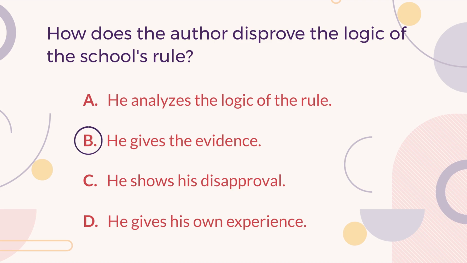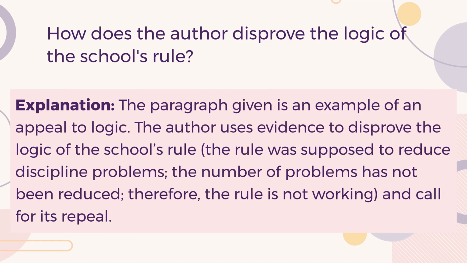The correct answer is B. He gives the evidence. Explanation. The paragraph given is an example of an appeal to logic. The author uses evidence to disprove the logic of the school's rule. The rule was supposed to reduce discipline problems. The number of problems has not been reduced. Therefore, the rule is not working and calls for its repeal.